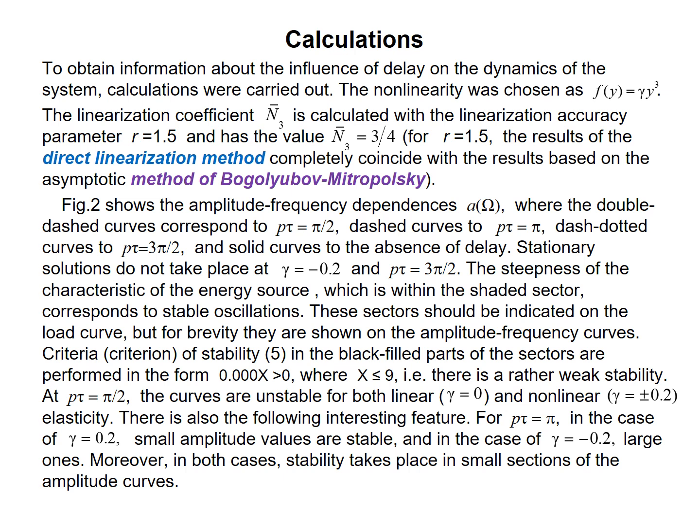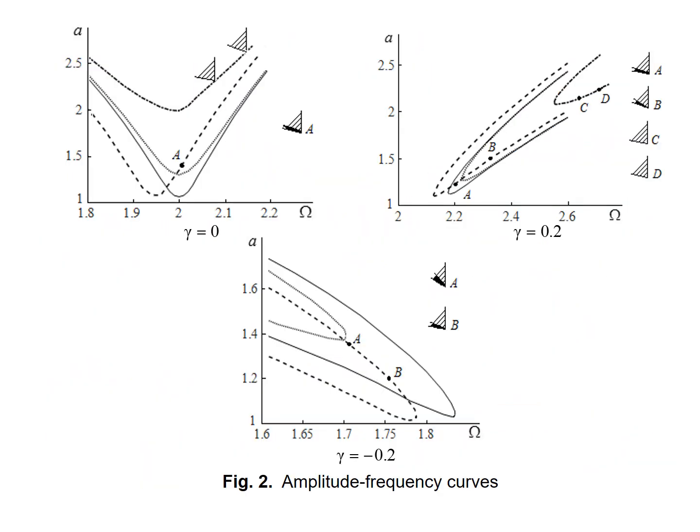There is also the following interesting feature. In one case, small amplitude values are stable, and in the other case, large ones. Moreover, in both cases, stability takes place in small sections of the amplitude curve. Figure 2, amplitude frequency curve.